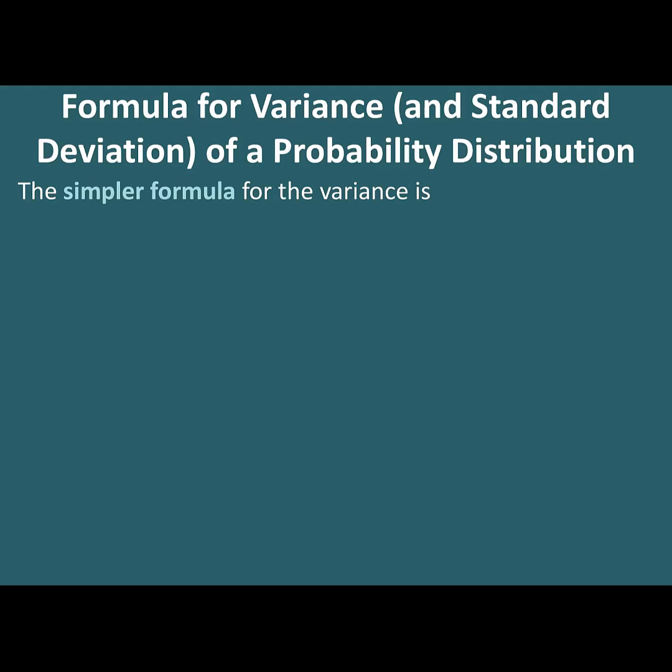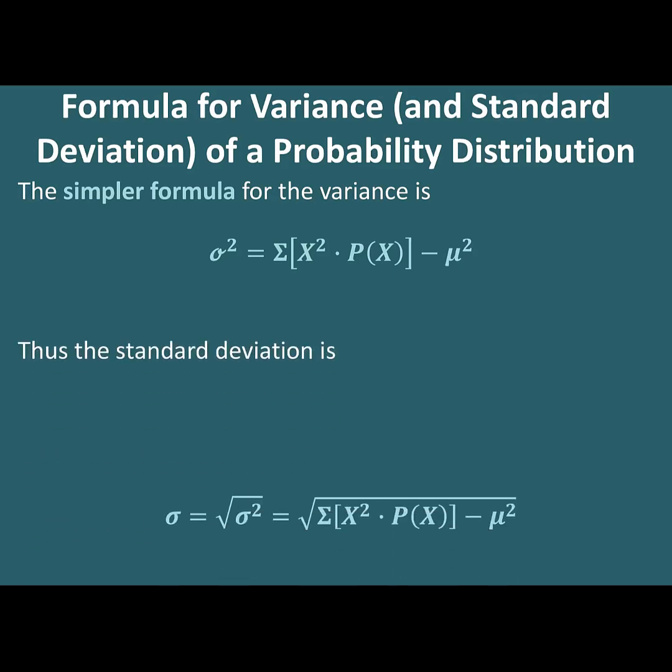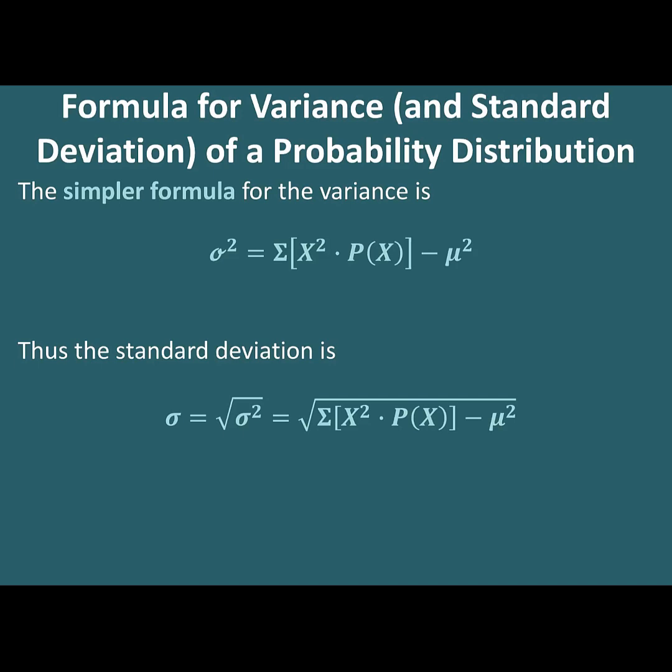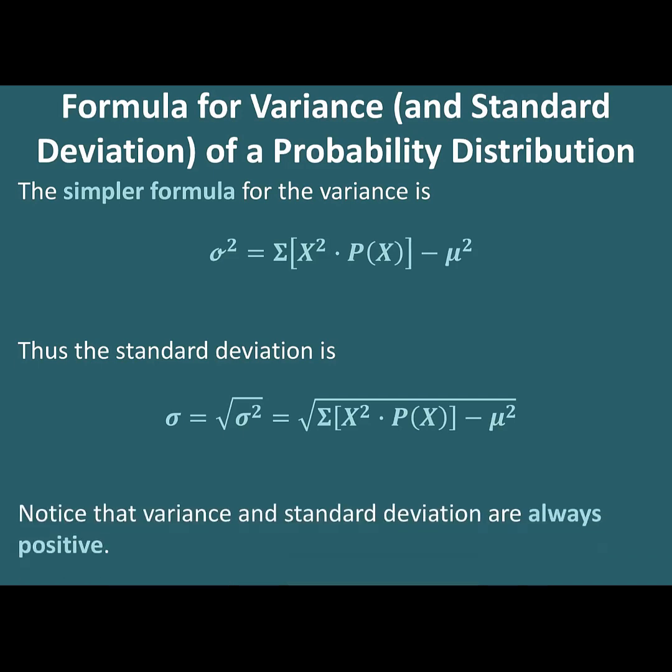The simpler formula for variance is as follows. Now again, this doesn't look that simple, but after I do a few examples, you'll realize it's actually not so bad. More importantly, for this standard deviation, you simply take the square root. Notice that in both cases, the variance and standard deviations are always positive.